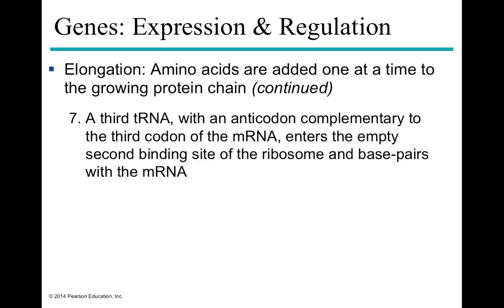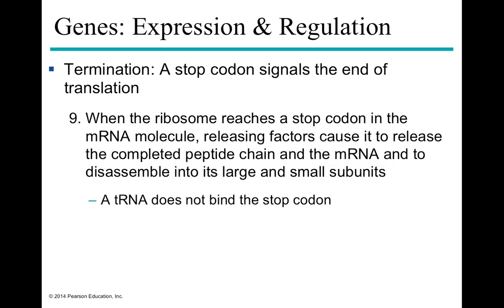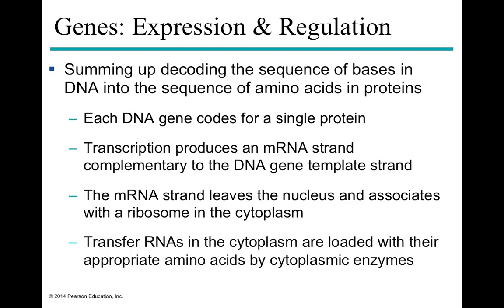So now a third tRNA with the anticodon matching the third codon of the mRNA is going to enter. Multiple tRNAs are going to enter and try to bind, but only the one that has the correct sequence is going to bind, and then it's going to accept the growing polypeptide chain, and that process is going to be repeated over and over until we reach our stop codon. Once we reach the stop codon, there are several factors, these are releasing factors, that are going to release the completed polypeptide chain and also the mRNA and disassemble the large and the small subunits. And no tRNA binds to the stop codon. That means no amino acid is coded for by the stop codon.